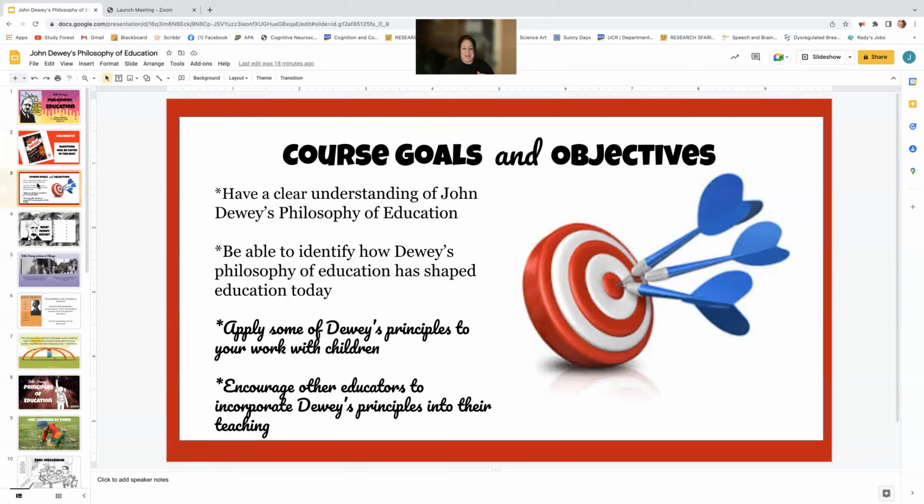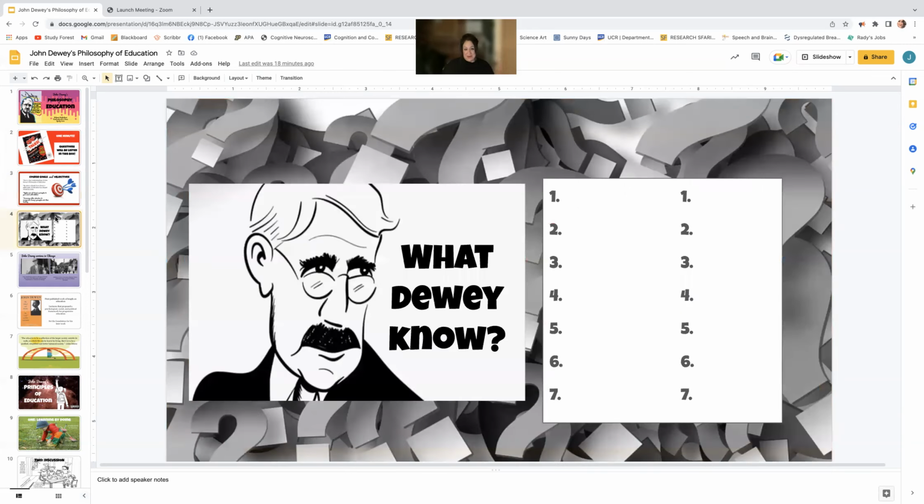I'd like you to be able to identify how Dewey's philosophy of education has shaped education today. And then on a practical note, I'd love for you to apply some of Dewey's principles to your work with children. Take some bits and pieces, take it all, see how it works for you when you work in your setting with children. And then also I'd love for you to encourage other educators to incorporate Dewey's principles into their teaching as well.